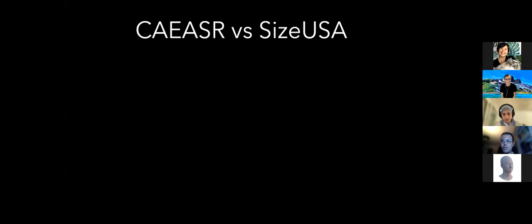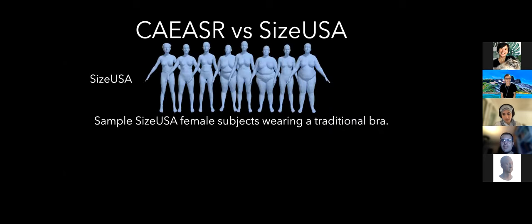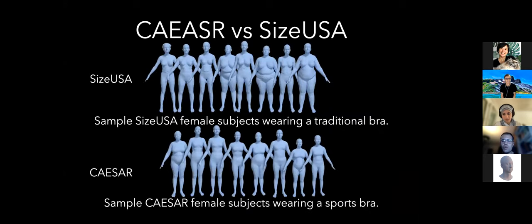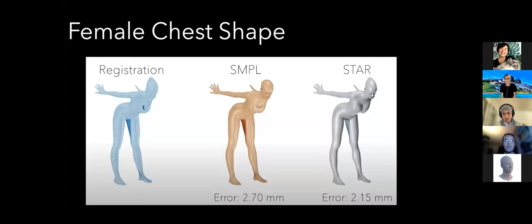But what's most interesting about this dataset is that in Size USA, compared to Caesar, the female chest shapes were wearing a traditional bra. They were not wearing a sports bra. So training on this dataset allows us to capture the geometry better, which is good for applications like clothing and so on. And here I'm showing an example of a fitting of the same subject that I showed you earlier, for both Simple and STAR. And yeah.